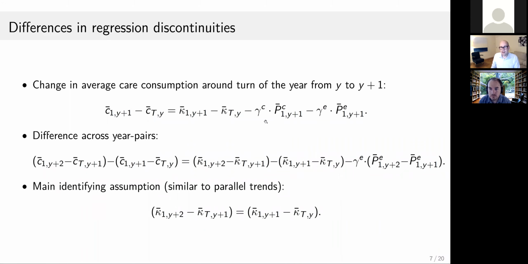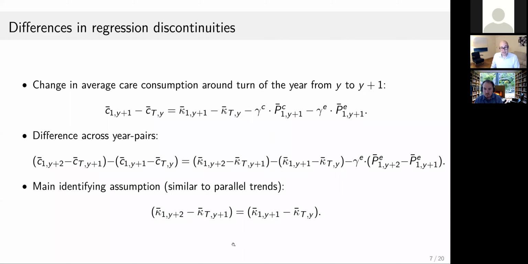So why is that? Well, because PC1 will be equal to 1 both in year y plus 1 and in year y plus 2. So actually these 2 current price effects, or effects of static incentives, will cancel out because they're there in the second year pair, they're there in the first year pair. I take the difference across year pairs, so these static effects will cancel out. So the only thing that will remain is gamma e times the difference in those 2 future prices.